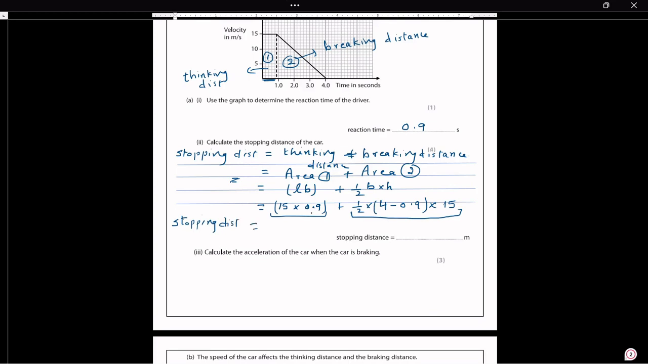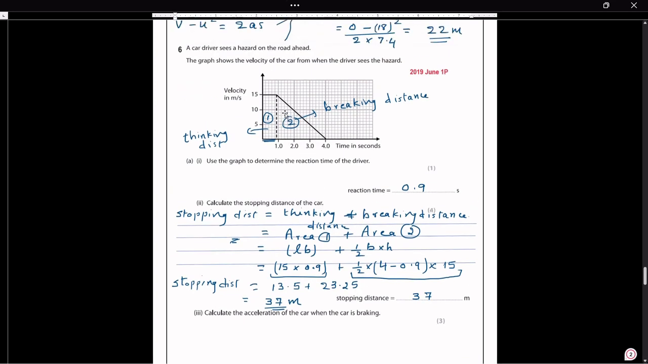Stopping distance: the first part answer is 13.5, plus the second part, 23.25, and all together it gives approximately 37 meters. Please make use of your calculator for the calculation. So here the stopping distance is asked. Stopping distance means the full distance.